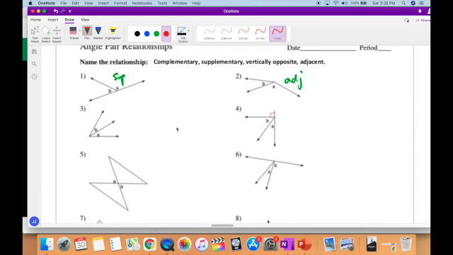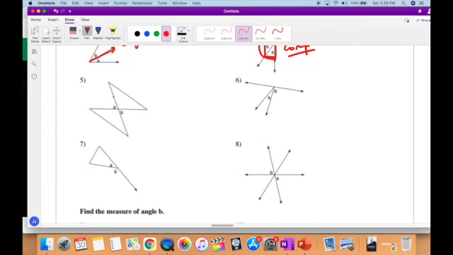So we could see here that this angle is adjacent, right? It's not complementary because it's not 90 degrees. It's not supplementary, it's not 180, it's not vertically opposite, but they do share a side. So this is adjacent, right? In this case here, we see that this is complementary, because if this is a straight line, that means this is 180, and if this is 90, that means this will be 90. So these two will add up to 90, they're complementary. These here, you look at the X, they are vertically opposite.